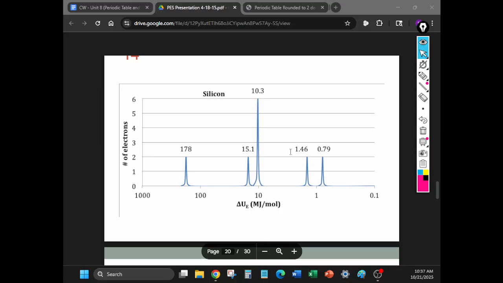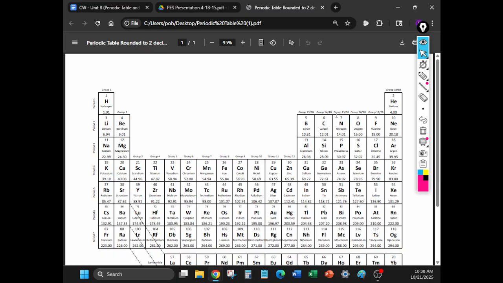So we got silicon right here. And just for practice, let me give you guys a minute. I want you guys on your paper to write down the electron configuration for silicon. Just write down the electron configuration real quick. All right, guys, let's look at silicon and write the electron configuration.